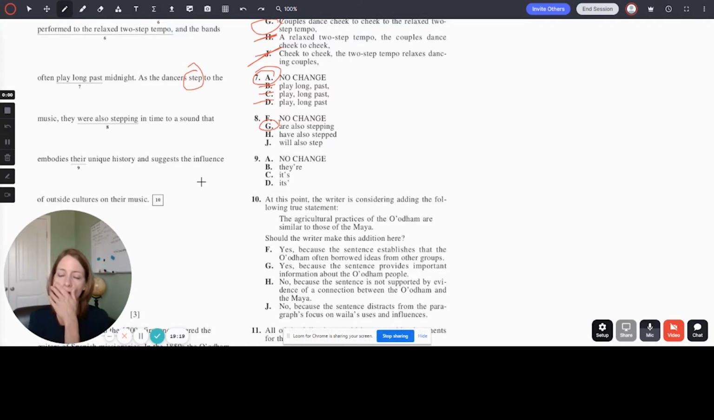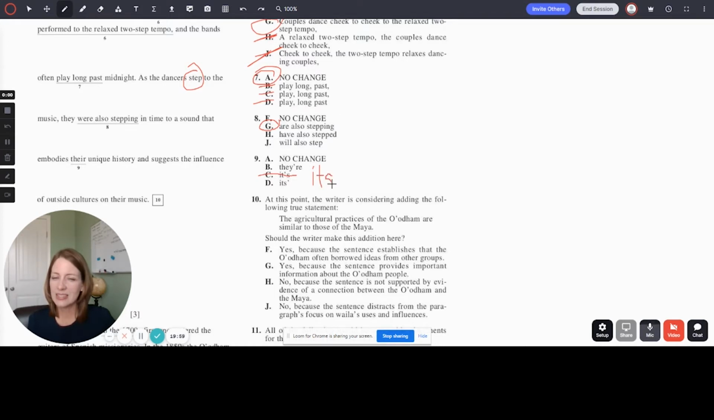So I have to think through. I've got several choices. Sound that embodies it is unique history? No. This one, I like to talk about because it is a cruel trick. It's not a thing. This is not a word in the English language. You have 2 options when it comes to its, and that's not one of them. You have it's, it is, and then you have its.